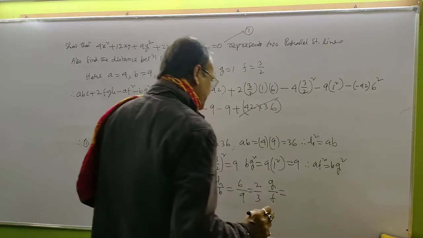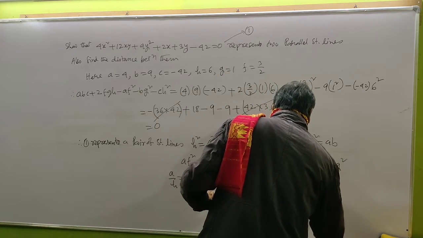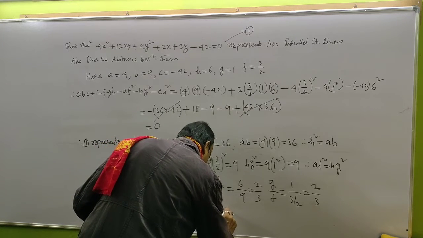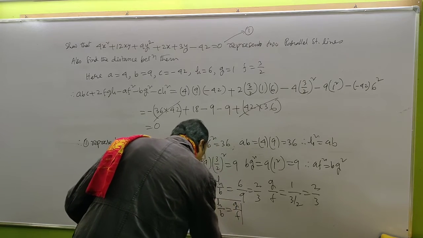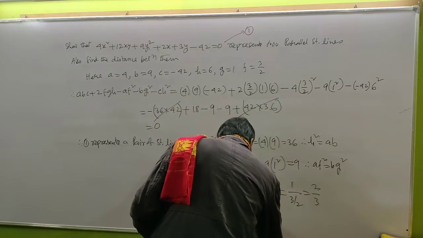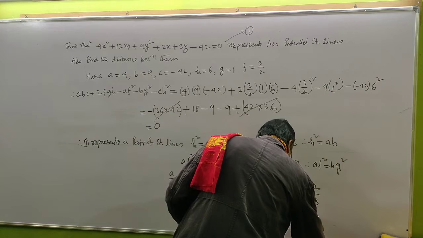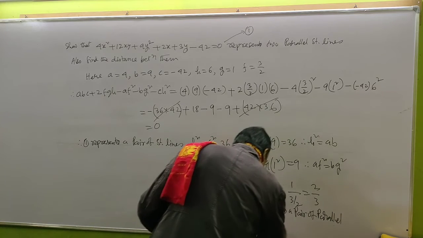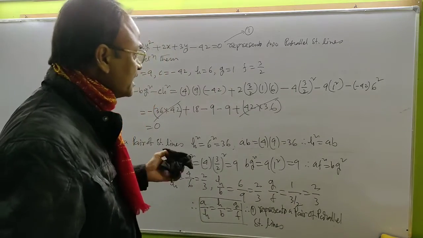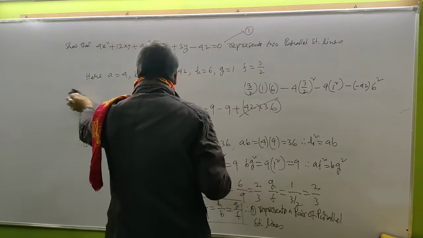G by F equal to 1 divided by 3 by 2, which is equal to 2 by 3. Therefore, A by H equal to H by B, which is equal to G by F. Therefore, 1 represents a pair of parallel straight lines. What is the distance between the two straight lines? Now we shall find it.